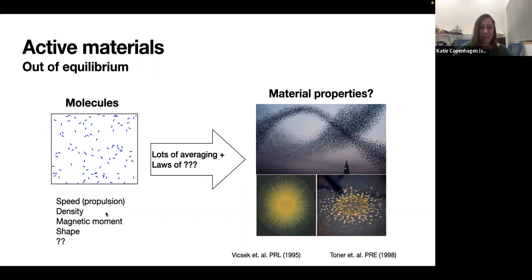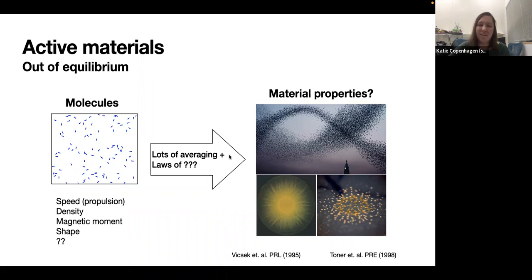Now if we know something about the properties of the molecules in our system, like their speed, or how they're applying forces on the environment around them, which could be a propulsion or some sort of shape change, then you might also want to know about their density, if they have a magnetic moment or weird shapes, similar kinds of properties. And then if there's anything else you might want to know about an active molecule, we can do a similar process where we apply a bunch of averaging and apply some laws. Now we can't use thermodynamics because we're out of equilibrium, but there are laws or equations governing the materials that you can use.